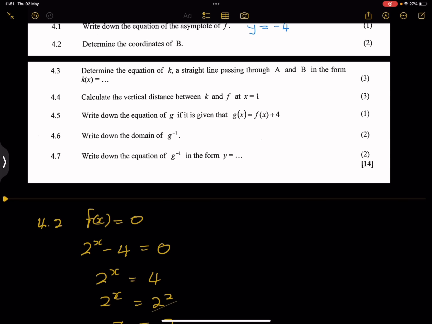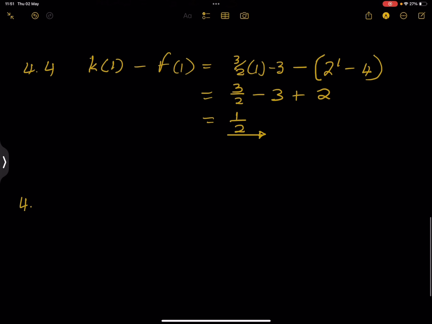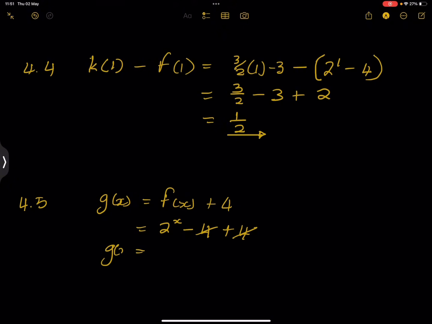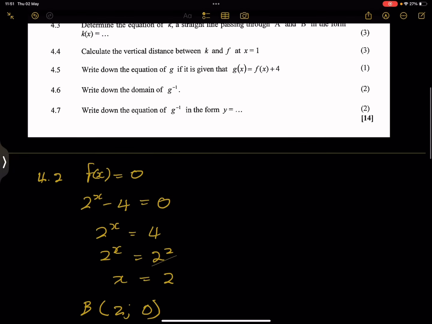4.5, they say write down the equation of g if it is given that g of x is f of x plus 4. So g of x, they said, is f of x plus 4. Now remember, what would g of x be? 2 exponent x minus 4 plus 4. And so what happens? This cancels out, so that tells us that g of x is essentially 2 exponent x. Okay, that's the equation for g.